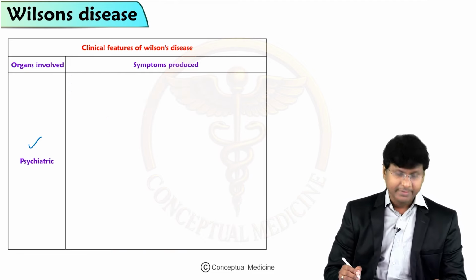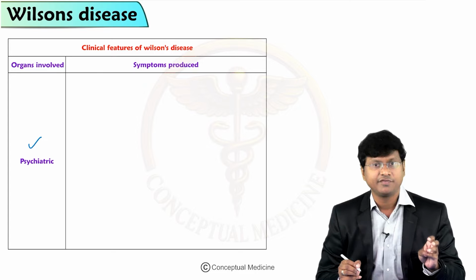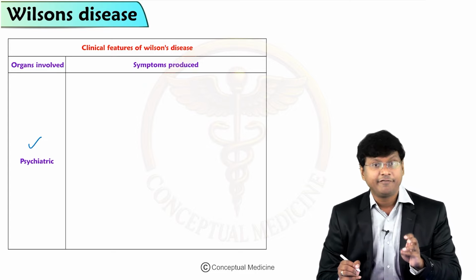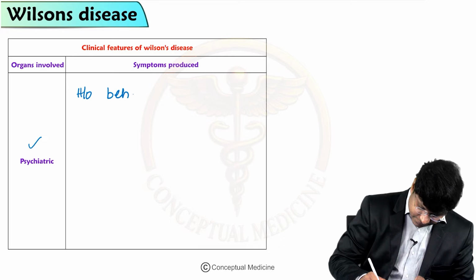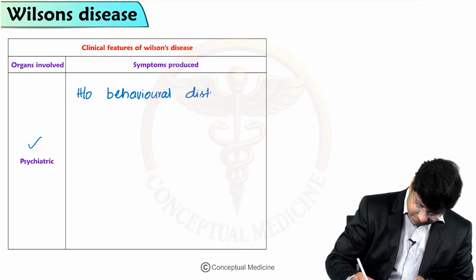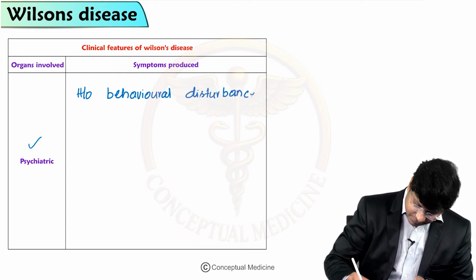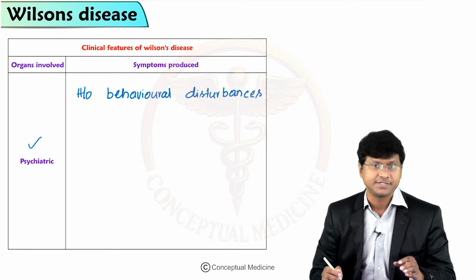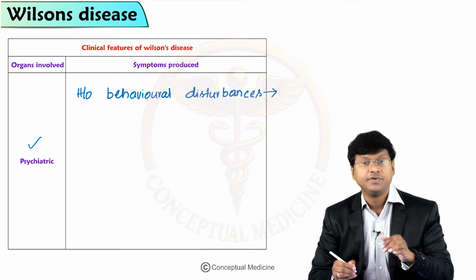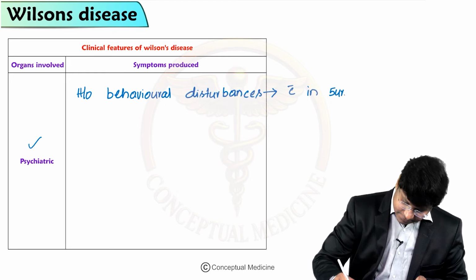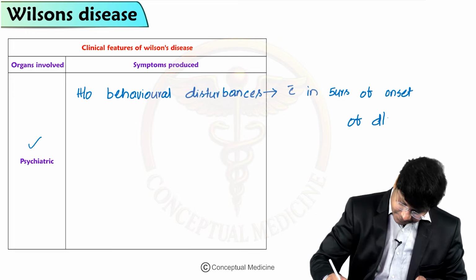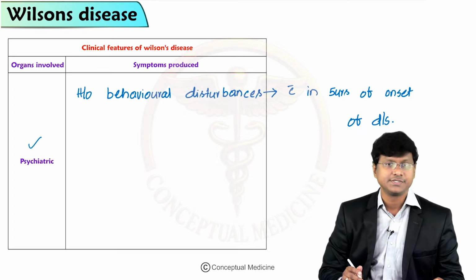Next, what will be the psychiatric manifestations? There is a history of behavioral disturbances within 5 years of onset of the disease, right, within 5 years of onset of the disease.